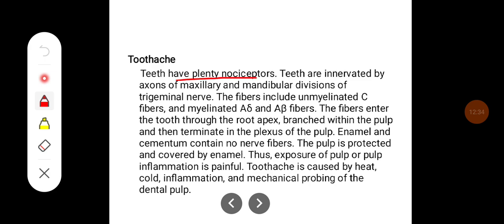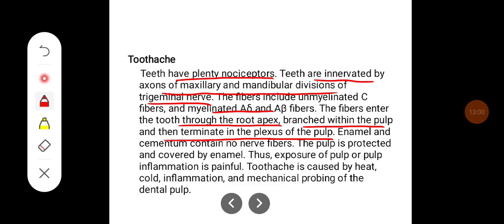Teeth have plenty of receptors. Teeth are innervated by axons of the maxillary and mandibular divisions of the trigeminal nerve. The fibers include unmyelinated C fibers and myelinated A delta and B fibers. The fibers enter the tooth through the root apex, branch within the pulp, and then terminate in the plexus of the pulp.